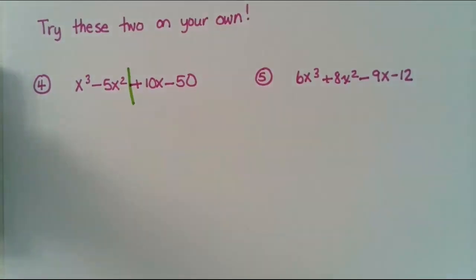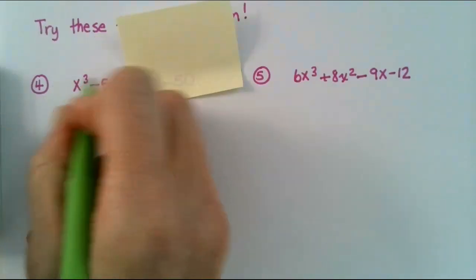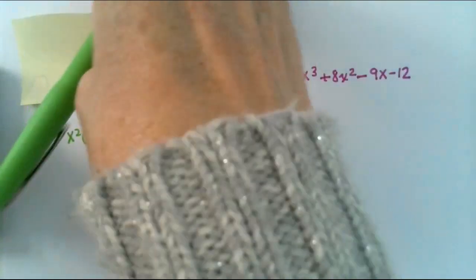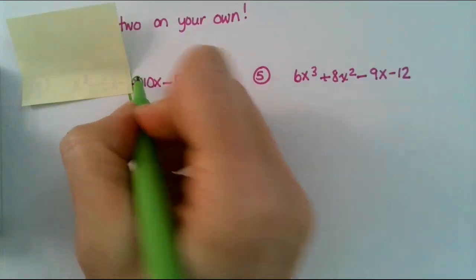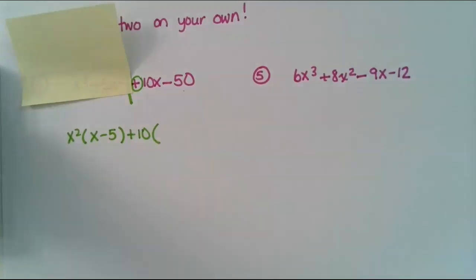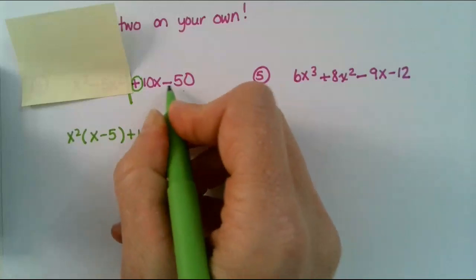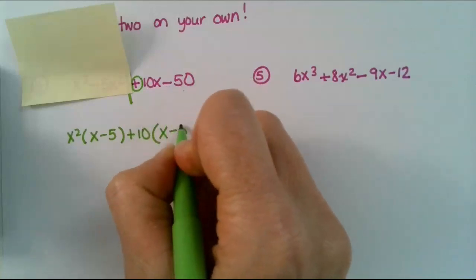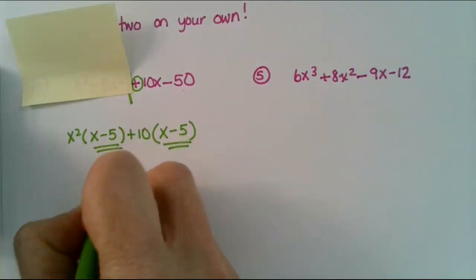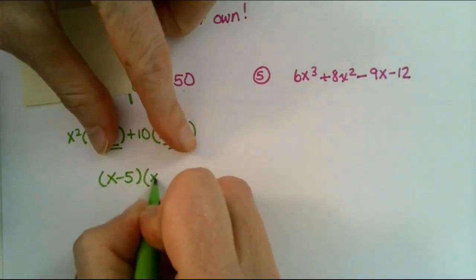All right, here's how she works. So we've got an x squared. Divide that out of each term. Switch it over. Factor out a positive number. Looks like a positive 10 is the common factor. 10x divided by 10 is x. Negative 50 divided by positive 10 is negative 5. Woot woot. Those are the same. Take that x minus 5 out of each group. You're left with x squared plus 10.